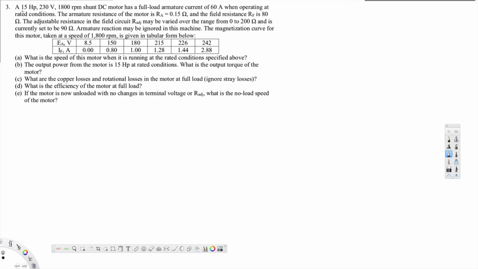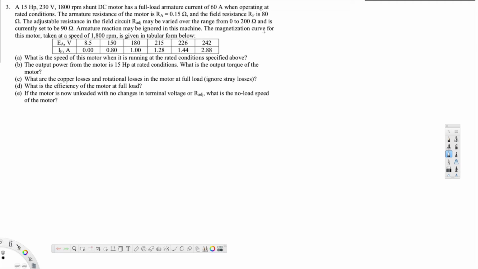Here this question is asking: a 15 horsepower, 230 volt, 1800 revolutions per minute shunt DC motor has a full load armature current of 60 ampere when operating at rated conditions. The armature resistance of the motor is RA equal to 0.15 ohm and the field resistance RF is 80 ohm. The adjustable resistance in the field circuit Radj may be varied over the range from 0 to 200 ohm and is currently set to be 90 ohm. Armature reactions may be ignored in this machine.